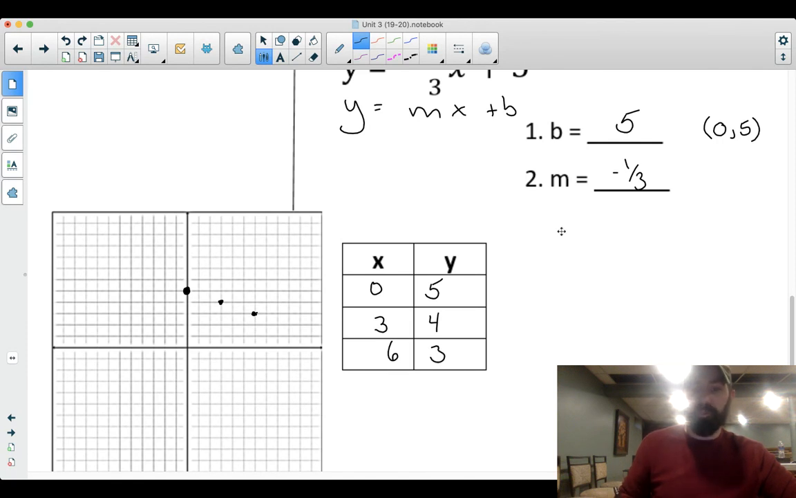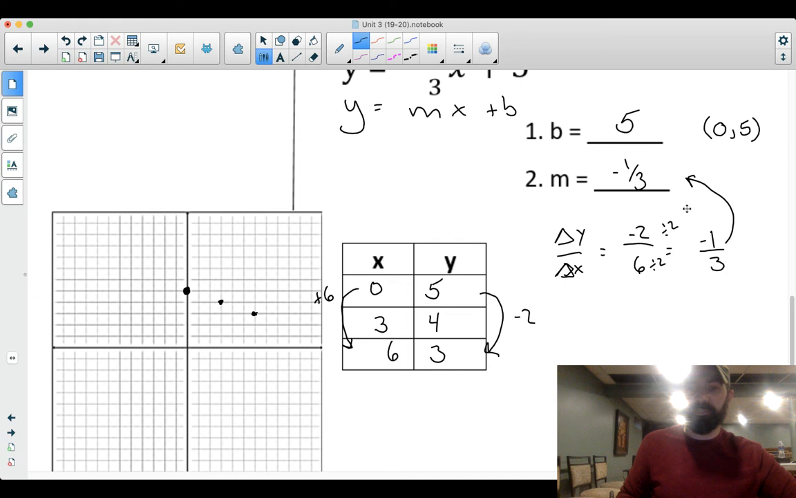So we've been working with our slope, change in y over change in x. Let's check that with this one. From 5 to 3, I have to subtract 2. From 0 to 6, I have to add 6. So my y is -2. My x is +6. And I can reduce that by dividing each by 2. -2 divided by 2 is -1. 6 divided by 2 is 3. And that's the same slope I had from my equation. So I prove that it is correct.